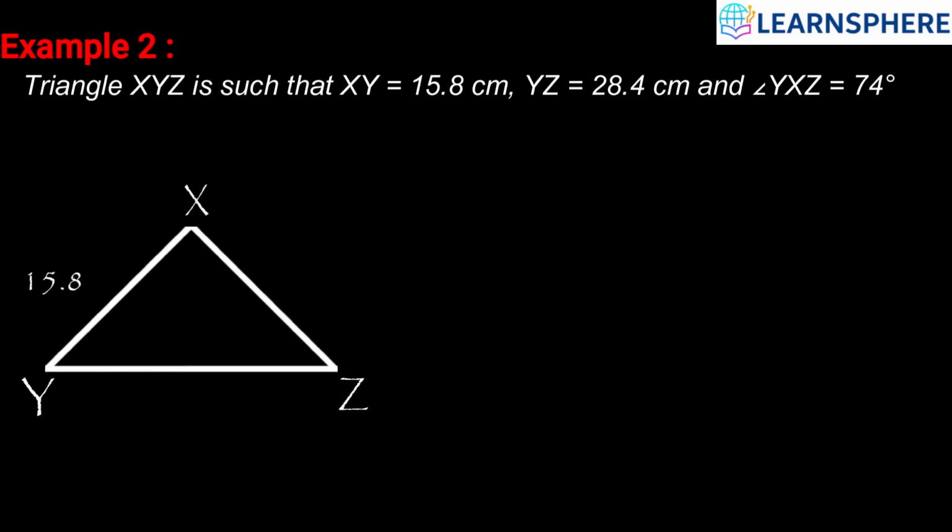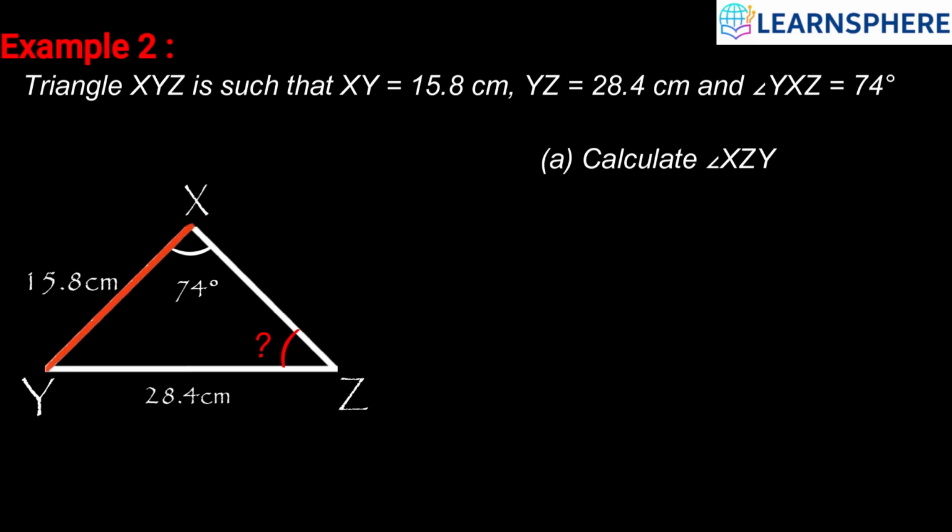Let's go on to example 2, where we have the question of triangle XYZ is such that XY is equal to 15.8 cm, YZ is equal to 28.4 cm, and angle YXZ is equal to 74 degrees. And we are asked to calculate angle XZY. So angle XZY is an unknown angle, which we have to find, and the corresponding side to it is 15.8.